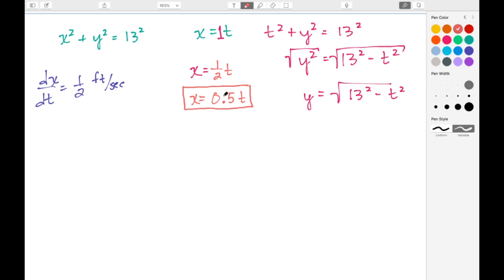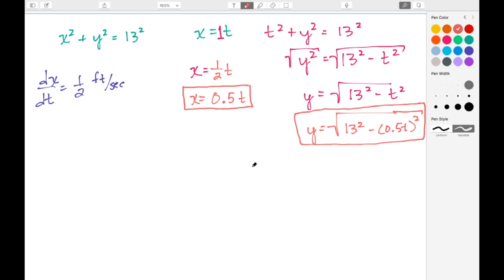Now that we made that change, we need to show this change in the y equation. So here we have the square root of 13 squared minus, and here we're going to place in 0.5 t, and that quantity is squared. So these two are going to be the two parts of the parametric equation.